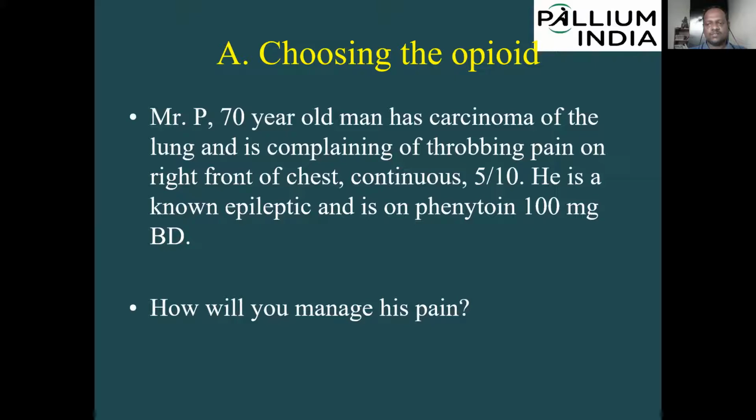For patients who are prone to seizures, like patients with brain metastasis or patients who are on tricyclic antidepressants, you have to be very careful with tramadol. I haven't seen any patient developing seizures with tramadol, but it's there in textbooks and literature that tramadol has a seizure-producing tendency or reduces the seizure threshold. So maybe in this patient, you can use even a reduced dose of morphine, maybe 2.5 milligram of morphine per day.